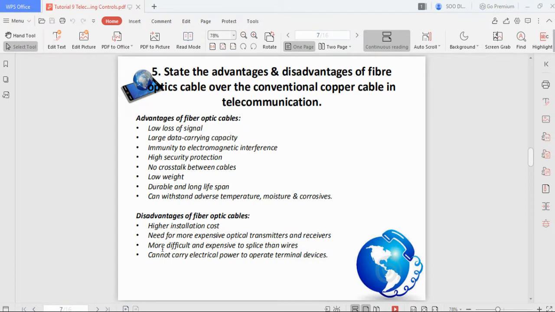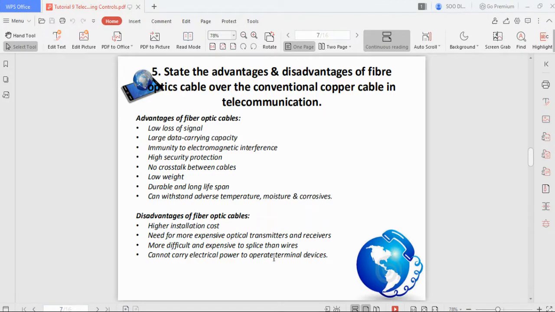So the third one is more difficult and expensive to splice than wire. So wire is copper, so you can easily cut it. But fiber optic is glass. So depending on how you cut it, you might damage the entire line, or you might cause the whole communication medium to not work correctly. So you need an expert to splice the fiber optic cable.